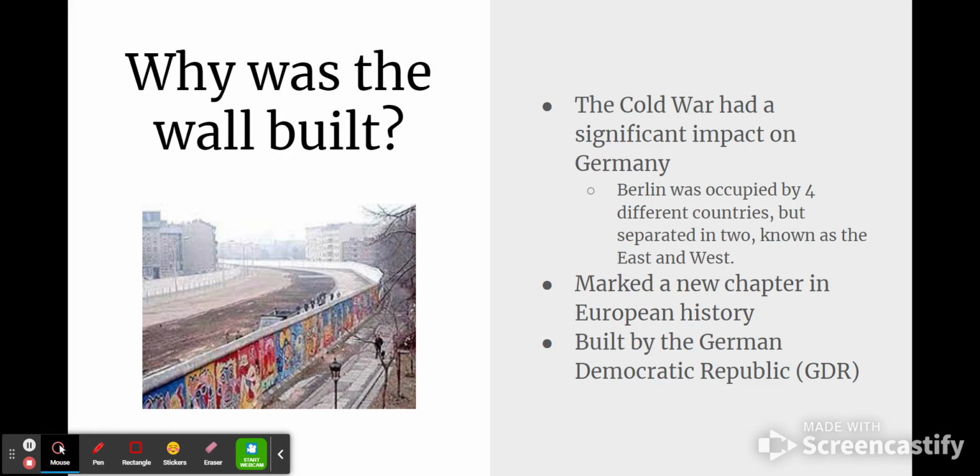At the end of the Cold War, Berlin was actually occupied by four different countries: the Soviet Union, Great Britain, the United States, and France. But soon it was separated into two, known as the East and West. The East was occupied by the Soviets, and the West was occupied by the other three, which were more of a democratic type state. This marked a new chapter in European history, and the wall was actually built by the German Democratic Republic. But the word democratic is kind of misleading, as the German Democratic Republic was actually the East, which was communist.